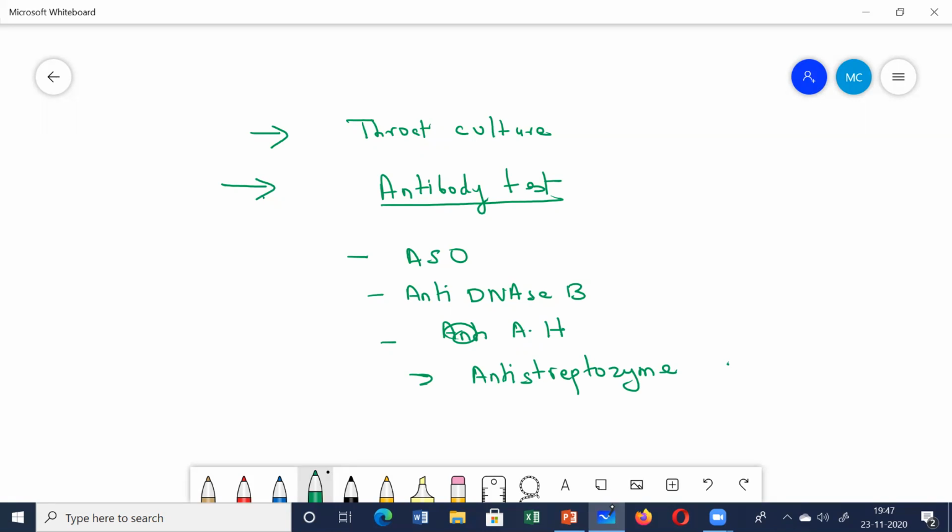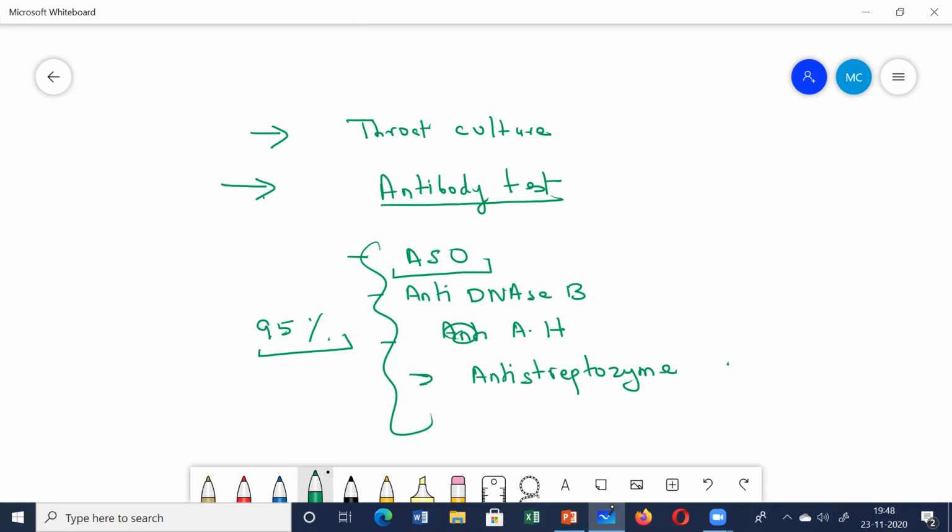And when you do all these four tests together, if all four tests come out to be positive, that gives you 95% accuracy. Okay, so this is very important. And even if you don't do all four, the most common test which is done is the ASO test, the anti-streptolysin O test.